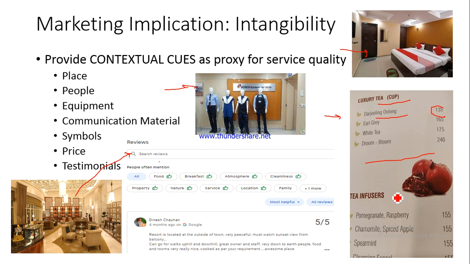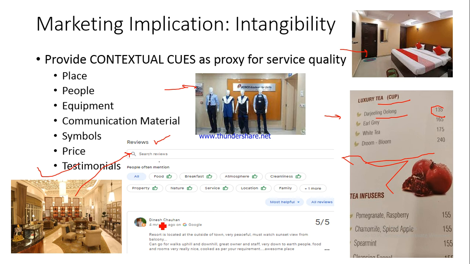Now have a look at these reviews. This is an example that I've taken up, the testimonials. Your customer testimonials mean how they have experienced the service and what they want to share with others. So many times your customers can provide testimonials, and when they do, they can give a cue to future customers whether your quality is good or not. For example, have a look at this particular testimonial which I found on the website of a particular hotel.